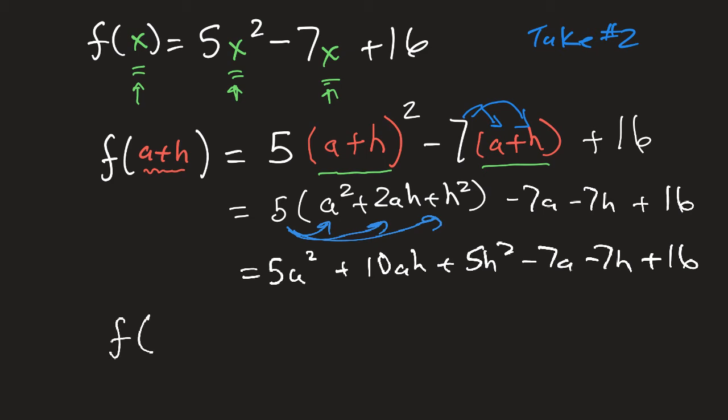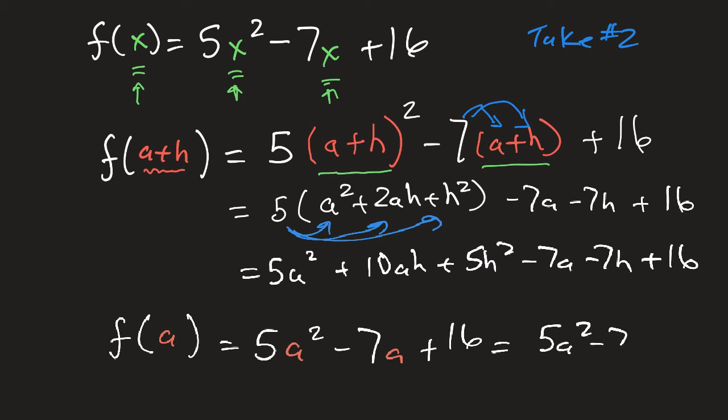Okay, so the f of a, we also have to figure out what that is, so we can put that in our fraction. And I recommend that you do these two separately in two pieces. So f of a then is going to be putting an a wherever the green x's are. So 5a squared minus 7a plus 16 again.